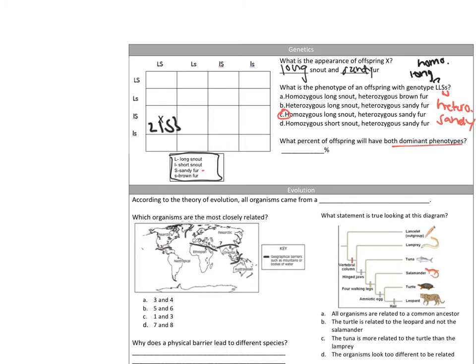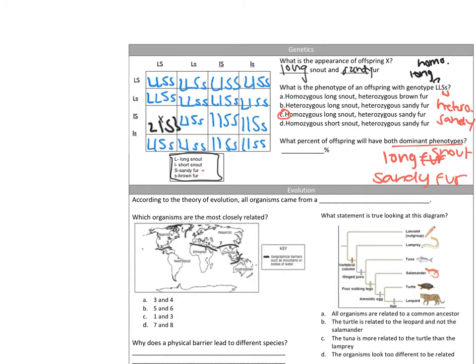So dominant phenotypes, looking at my key, means I want them to have long snout and sandy fur. Let me go ahead and cross these for you. Now, the combinations are already done. You just have to do the crossing. That takes a little bit.